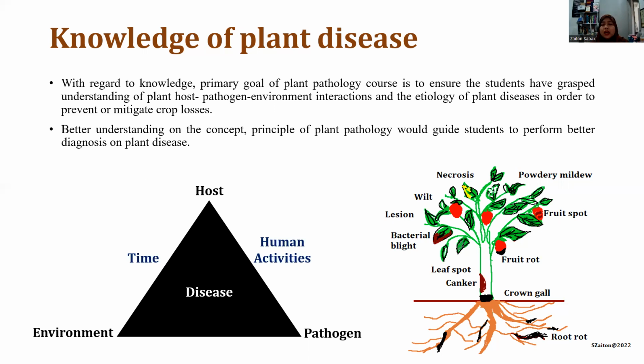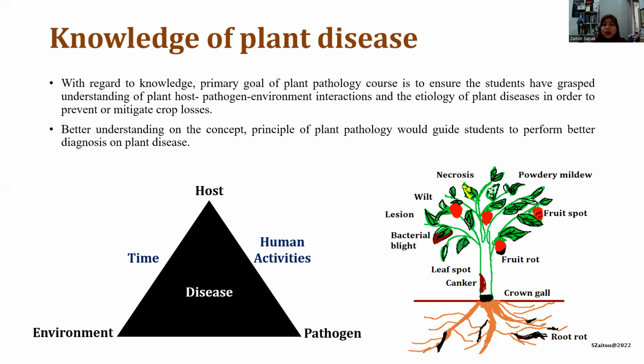When we touch on human activities, we are talking about the practices used by growers to manage their plants. Either they use good agricultural practices, or they do not strictly follow the recommended practice and use excessive chemicals or pesticides. So this also can contribute to disease development.